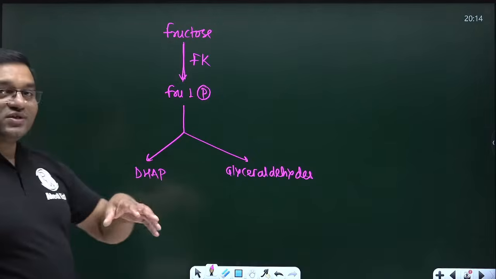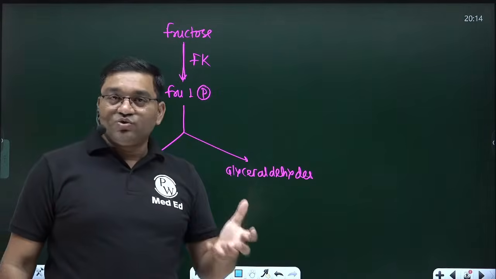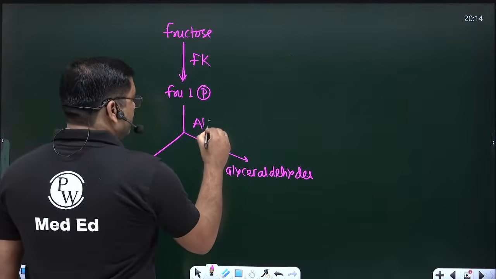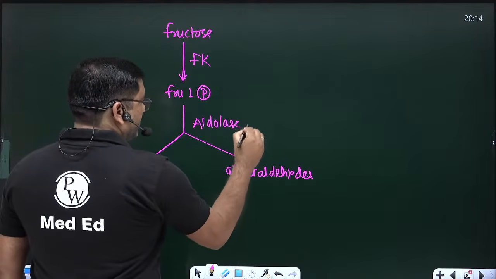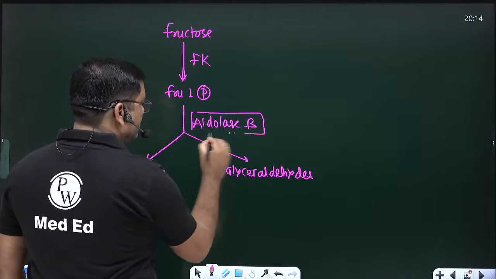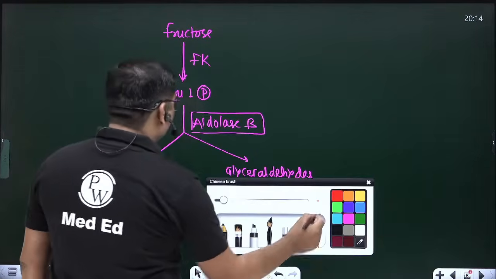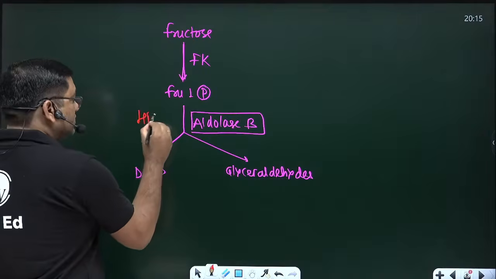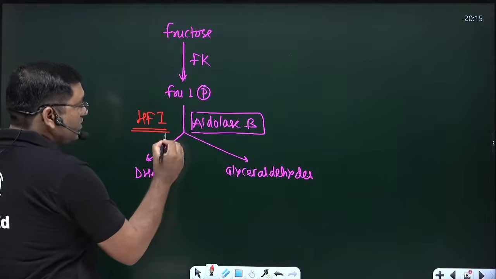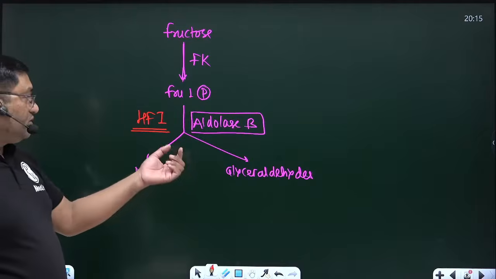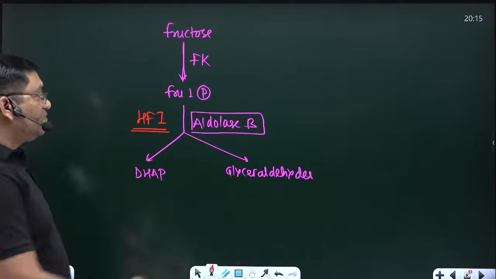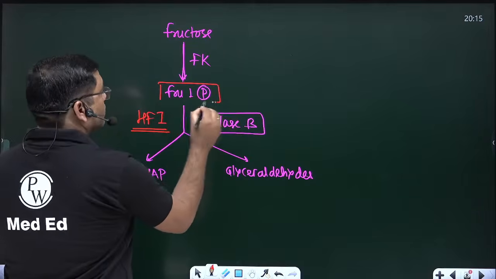The minor sugars try to be converted into glucose and metabolized. So here is the enzyme aldolase B. If aldolase B is deficient, this is known as hereditary fructose intolerance. In this autosomal recessive disorder, there is a defect in aldolase B and there is accumulation of fructose 1 phosphate.